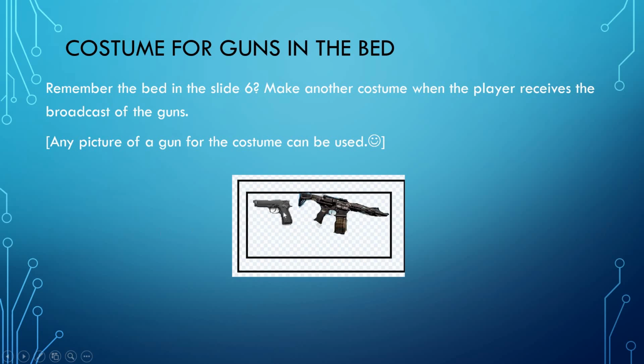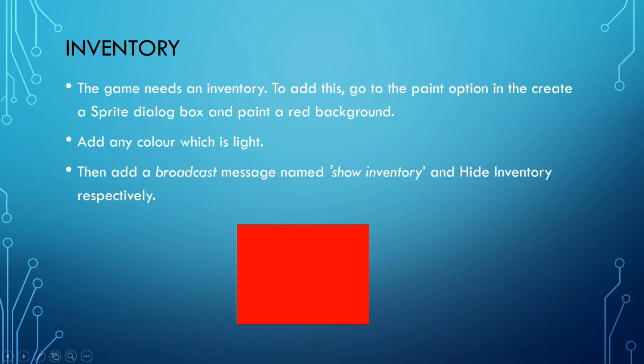Of course, I have added 2 weapons here. But how do you switch between the weapons, if you ask? Well, we have a solution, that is inventory. This game needs an inventory. To add this, go to the paint option in the create a sprite dialog box and paint a red background. Add any color which is bright, or if you have an inventory background, add it.